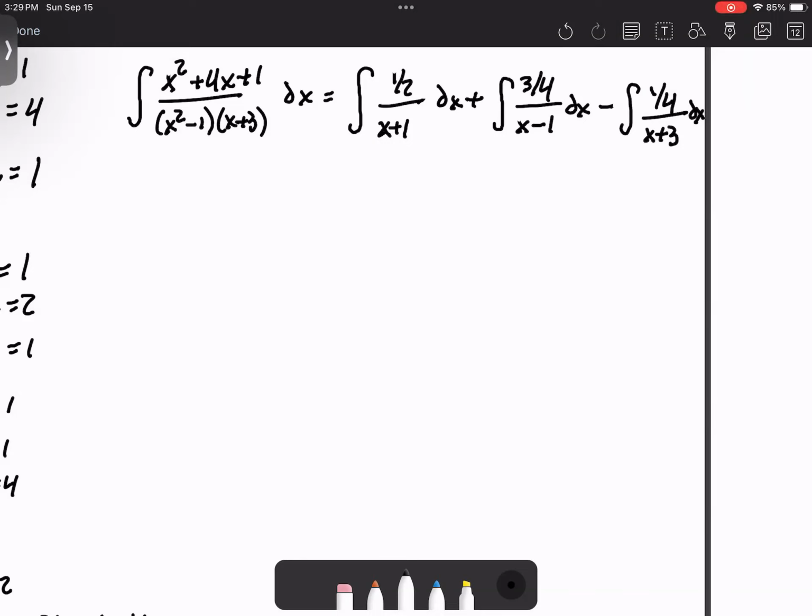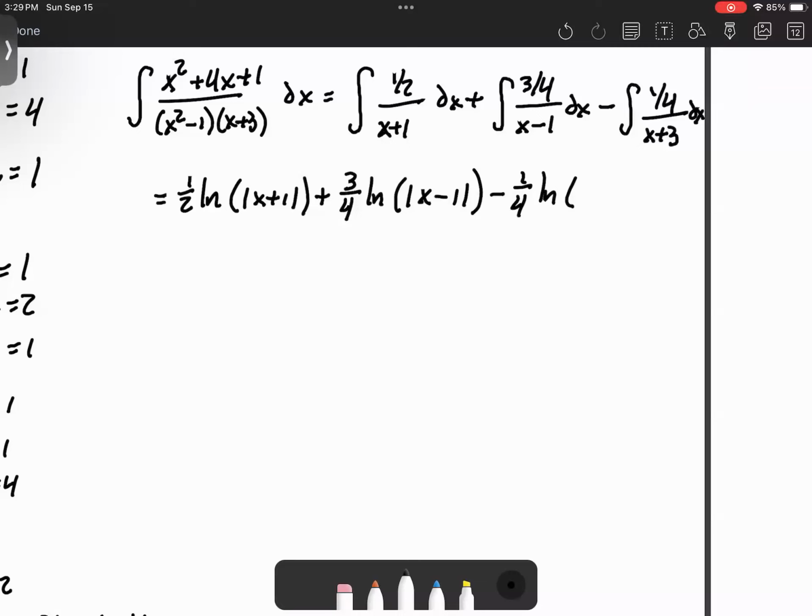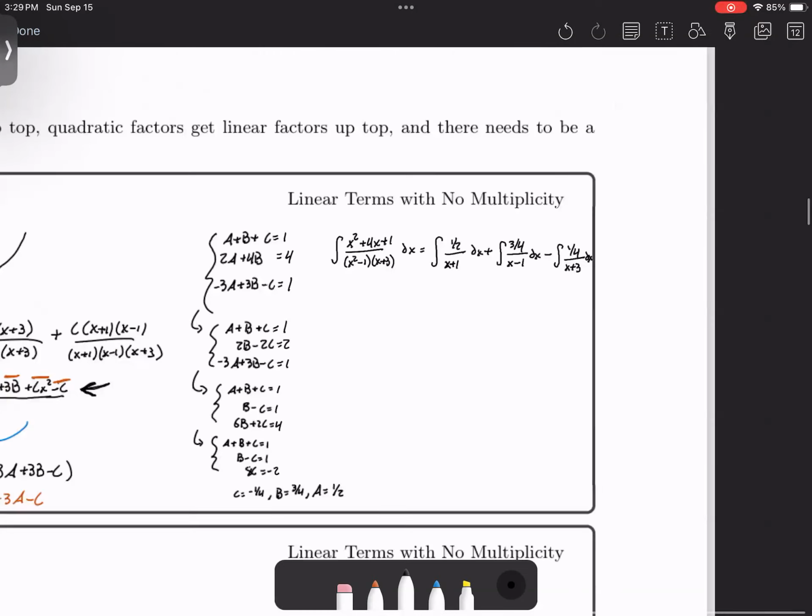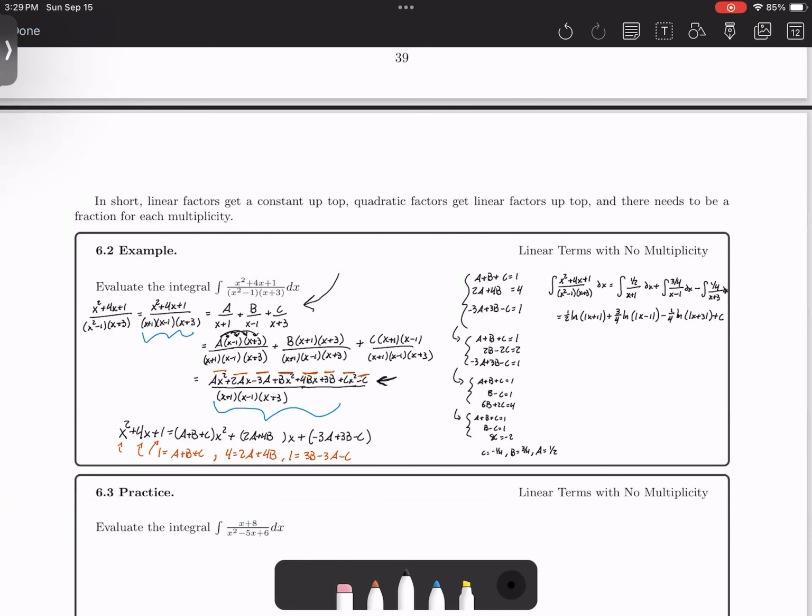And each one of these can be easily integrated using a natural log. This becomes 1/2 natural log absolute value x plus 1 plus 3/4 natural log absolute value x minus 1 minus 1/4 natural log absolute value x plus 3. So we took a complicated rational function, we broke it down into 3 unknown rational functions, and then we just ran that backwards to figure out what the numerators had to be. And then we were finally able to decompose our original integral and then finally integrate.